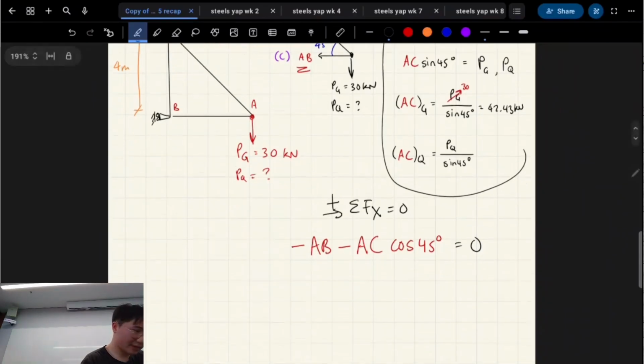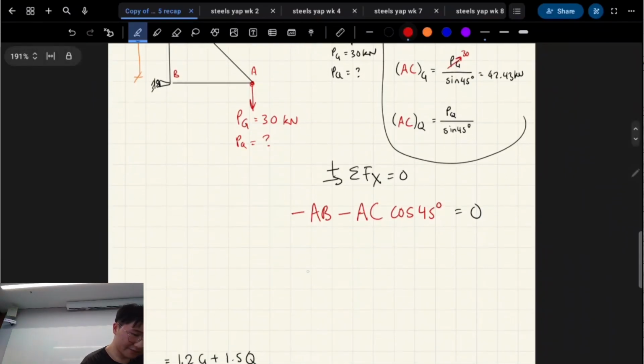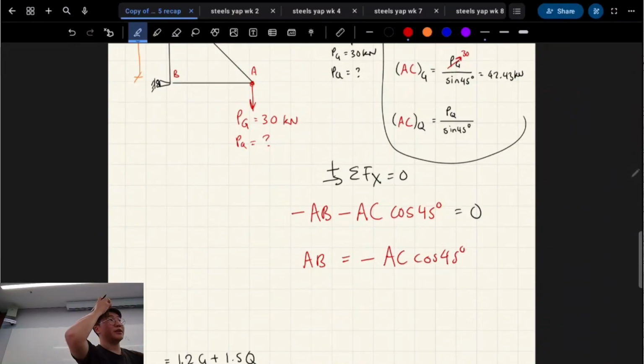Right? So if we solve for AB, AB is going to be a negative magnitude of something to do with AC, whatever. That makes sense because one has to be in compression, one has to be in tension to balance out, right?